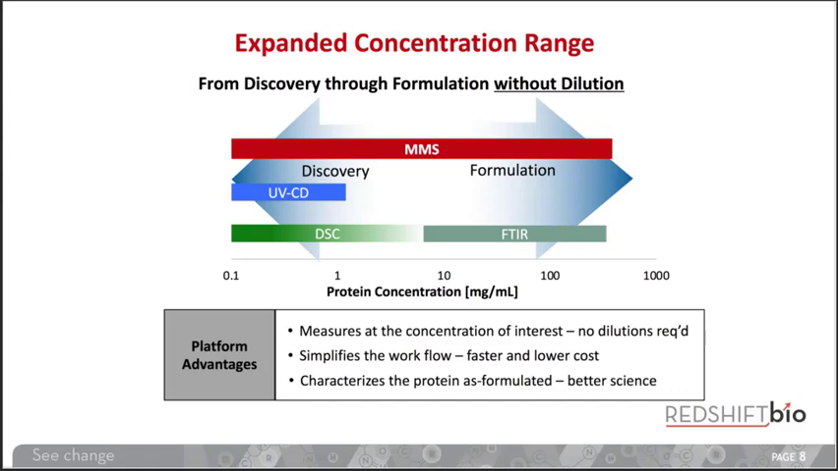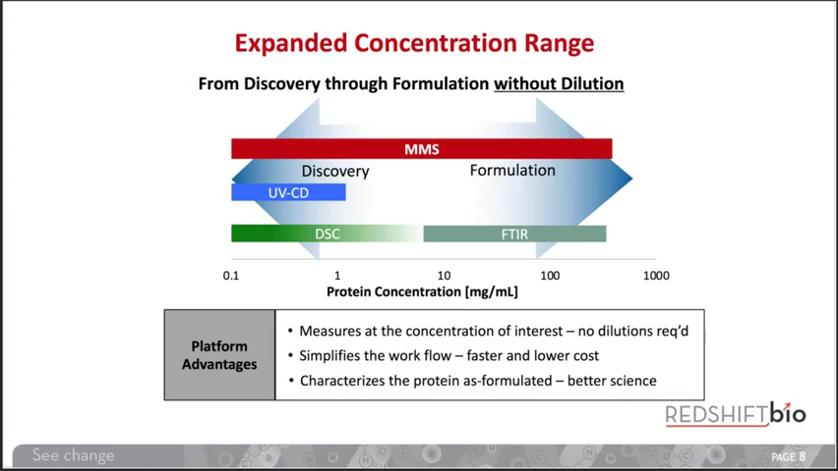Groups that we've worked with have cited this as one of their major motivations, and one of the key features of MMS that they like. They're able now to measure samples from 0.1 mg per mil to in excess of 200 mg per mil, all with the same tool. So now you can look at data from discovery through formulation with the same apparatus.